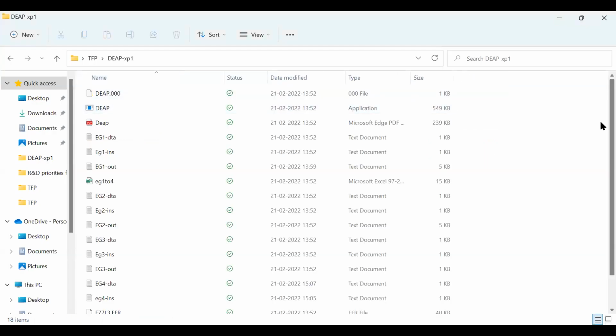This is the DEAP software. This is a PDF which contains all the procedure for how to calculate the Malmquist Index from the DEAP software.